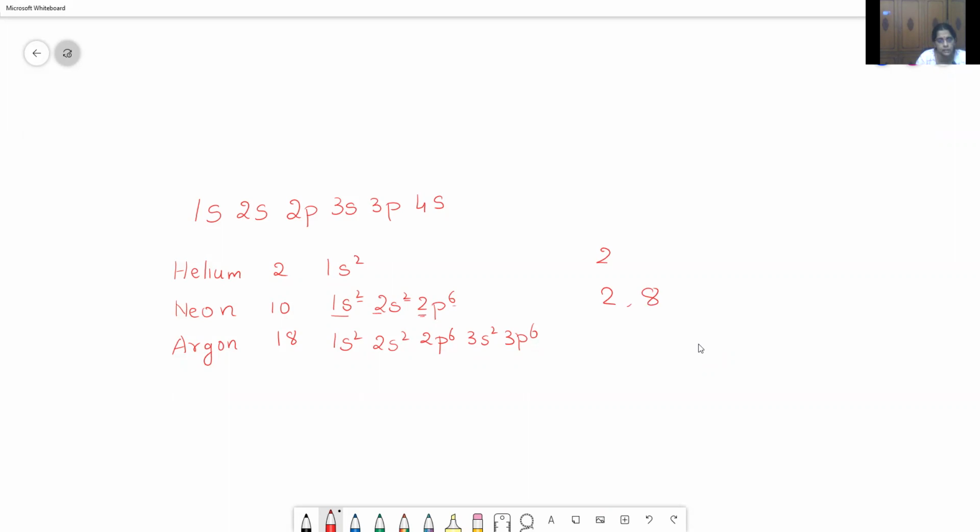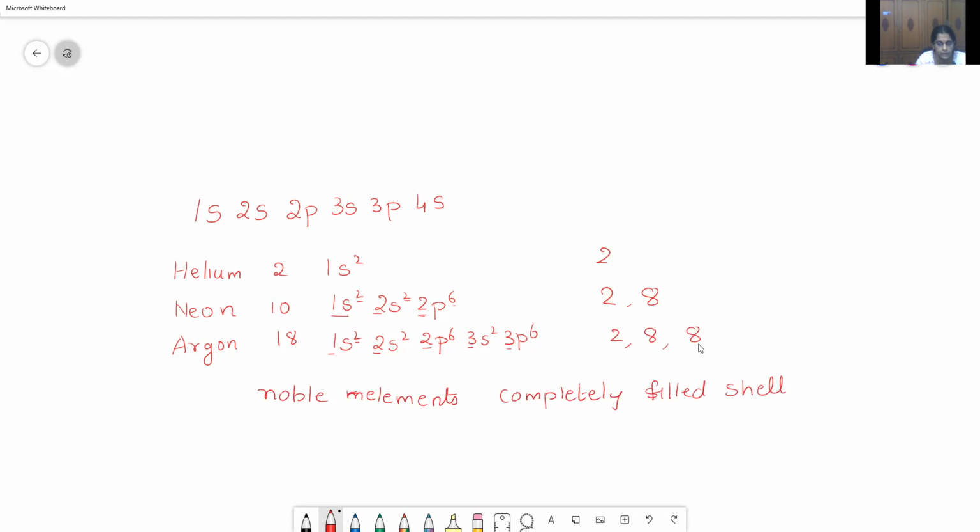Similarly, argon, the first shell is having 2 electrons. The second shell, that is n equal to 2, is having 8 electrons. And the third shell, that is n equal to 3, is having 2 plus 6, again 8 electrons. So now here you can see that the noble gases, the noble elements, have completely filled shells.